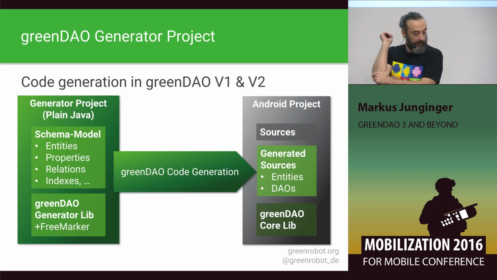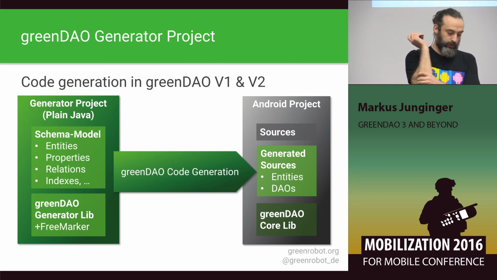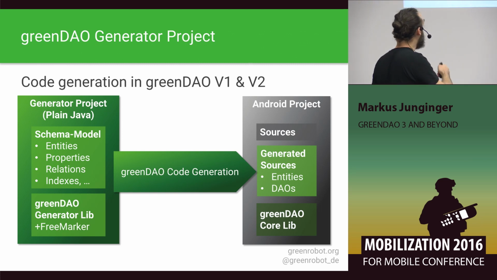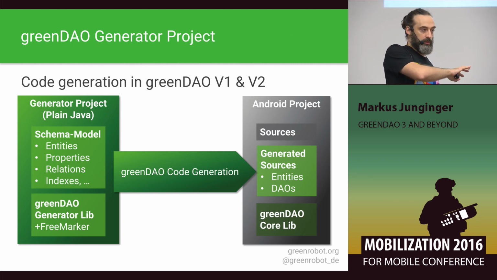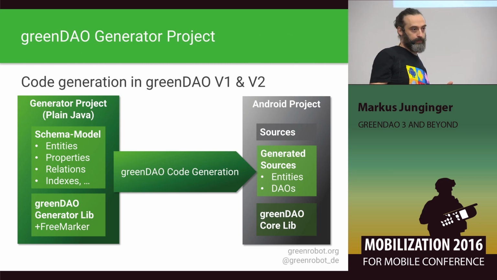Okay, so let's look at how greenDAO used to work in versions 1 and 2. You had to define your entities inside a generator project, which was separate from your Android project. This was like a meta language with schemas, entities, and so on, and this was actual Java code. Using this, it generated some entities and DAOs.